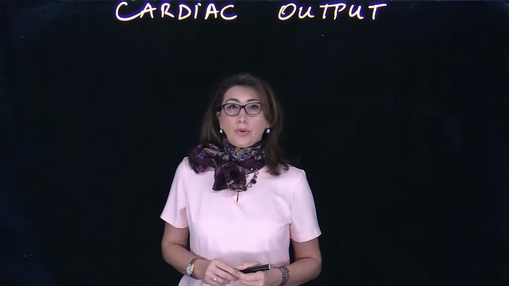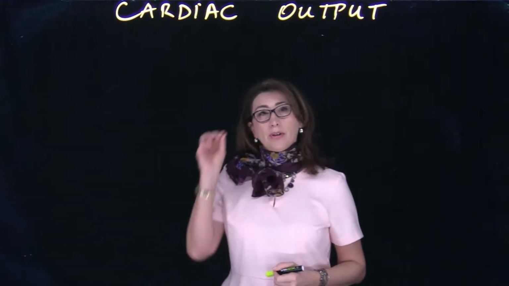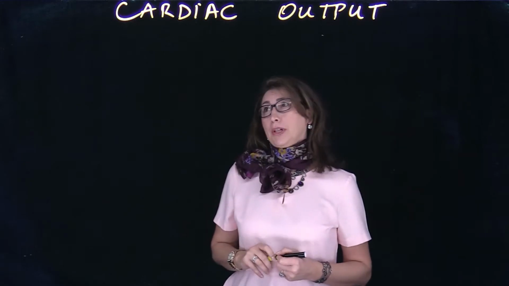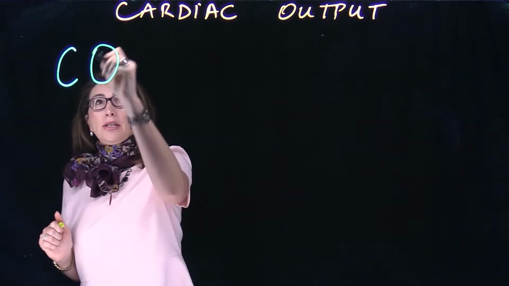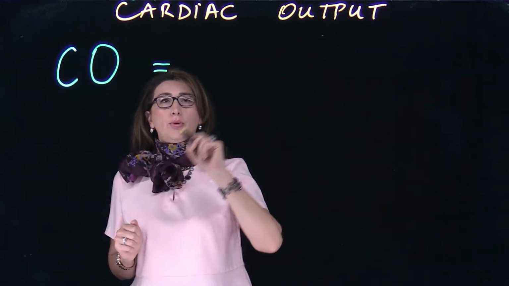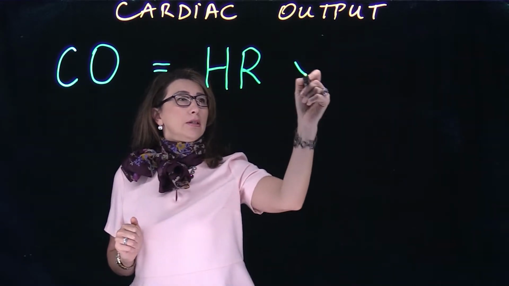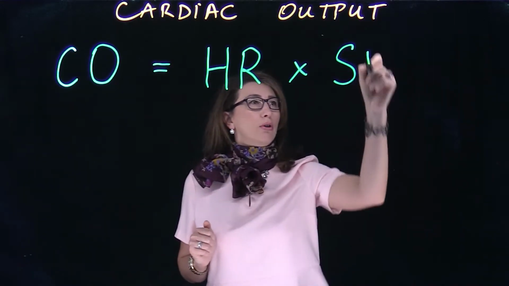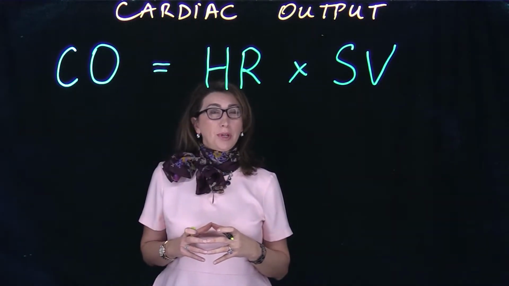In this video, we're going to discuss cardiac output. And we're going to start with defining what cardiac output is. We're going to abbreviate it as CO. And we're going to say the cardiac output equals heart rate times stroke volume. So let's try to unpack what this all really means.